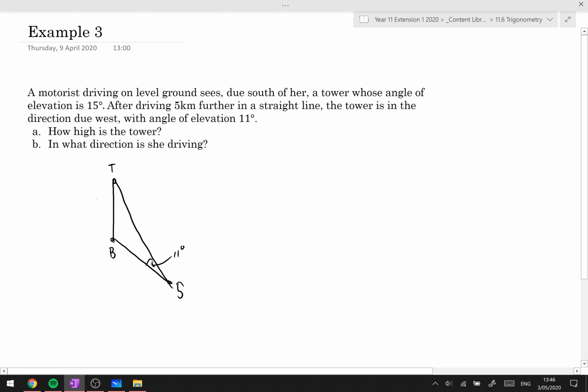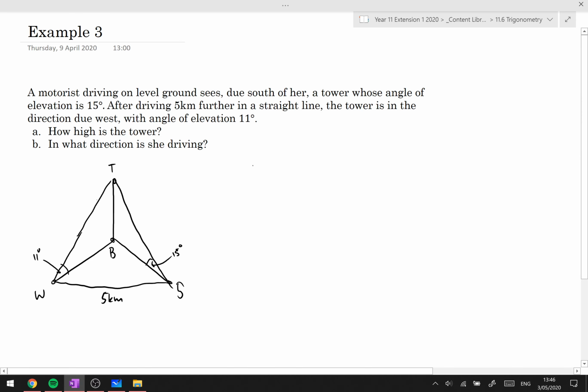Then she drives 5 kilometers more until she gets to a point where she is exactly west of it, and she looks at the tower again. When she's south, the angle of elevation is 15 degrees, and when she is west, it is 11 degrees. And we know that when she drove from south to west, she travelled 5 kilometers. So there we go.